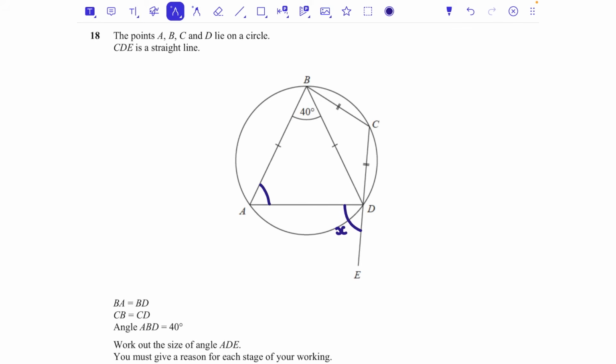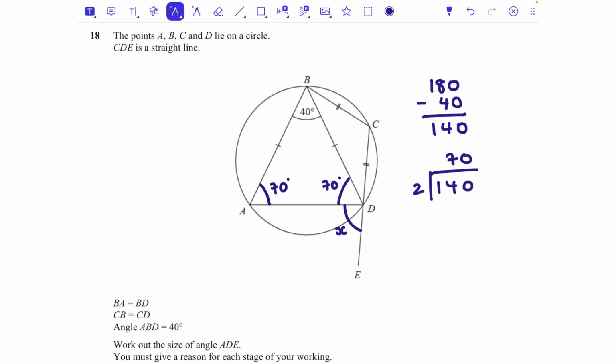So I know that these two angles are the same. I've got 40 degrees at the top, so 180 degrees in a triangle. Take away 40 leaves me with 140, and I'm going to divide that by 2. 140 divided by 2 is 70 degrees, so I've got 70 degrees here and 70 degrees here. That's the first step.